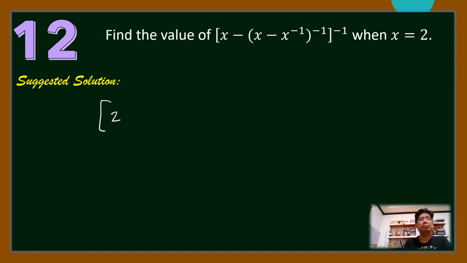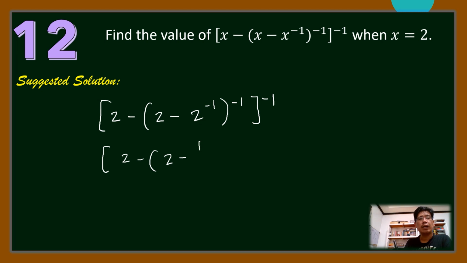Then we have 2 minus 2 raised to negative 1. Then we have the exponent negative 1. Then we have another exponent negative 1. So we have 2 minus 1 half raised to negative 1. And then we have raised to negative 1.